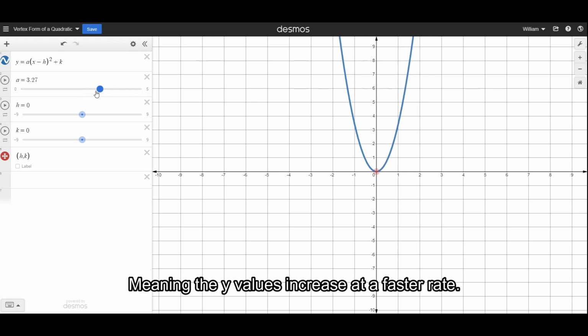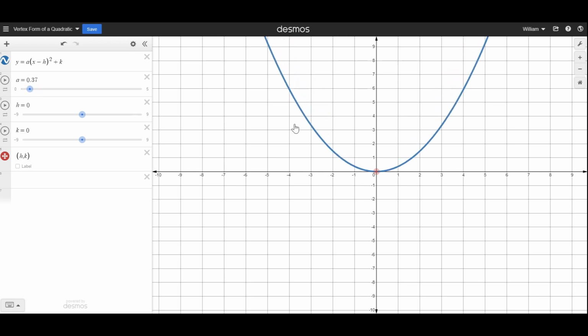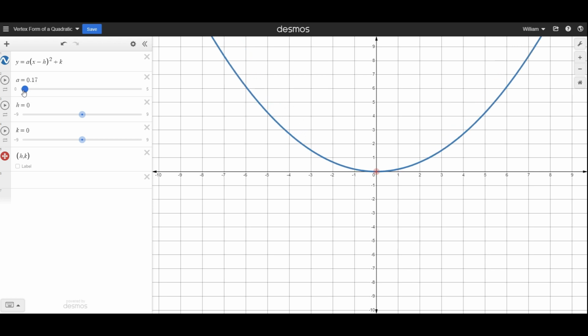A compress occurs anytime a is greater than 0 but smaller than 1. So see, as a gets closer and closer to 0, this compresses. So the y values are accelerating at a much slower rate. That's what that refers to.